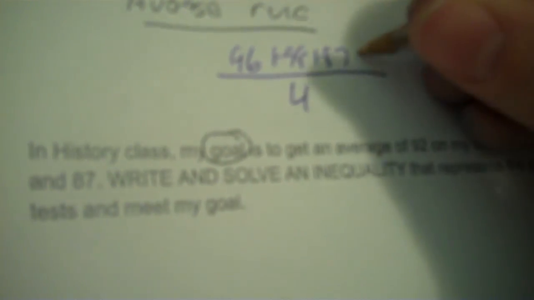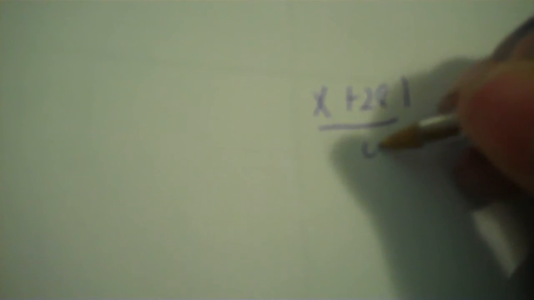So we have 96 plus 98 plus 87 plus x, because that's what I'm going to get. Now simplify it over here. You can't simplify the x, but you can add the rest of the numbers together. 96 plus 98 plus 87, so 281. Okay, so x plus 281 divided by 4.